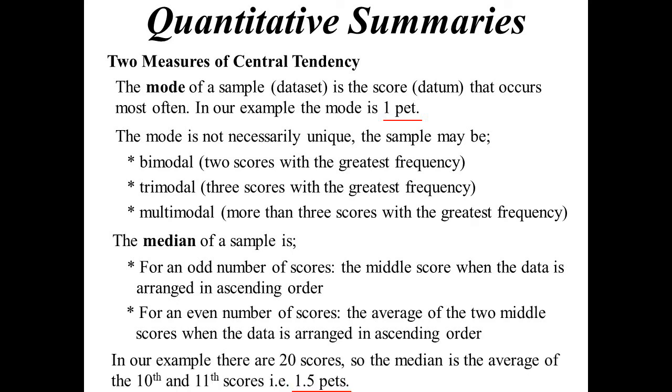So back to our pets, the median would end up being the average of the 10th and the 11th because we've got 20 scores all up. So if I break it in half, I'll have 10 on one side, 10 on the other. So I average the 10th and the 11th score. So 1.5 pets. A measure of spread then.